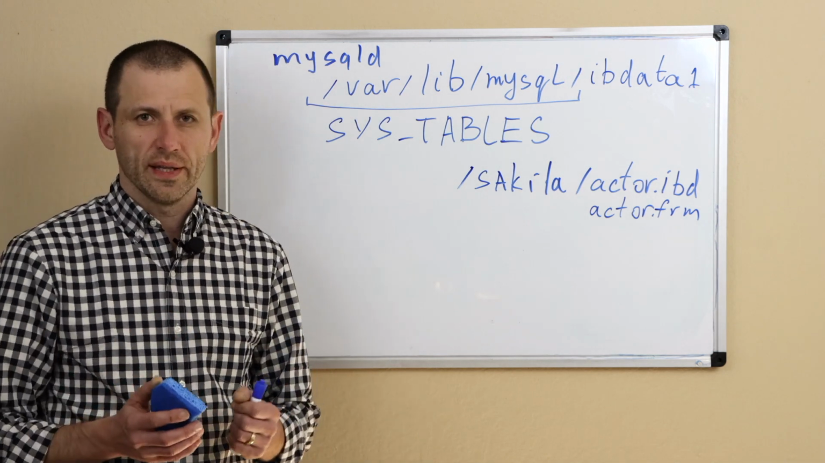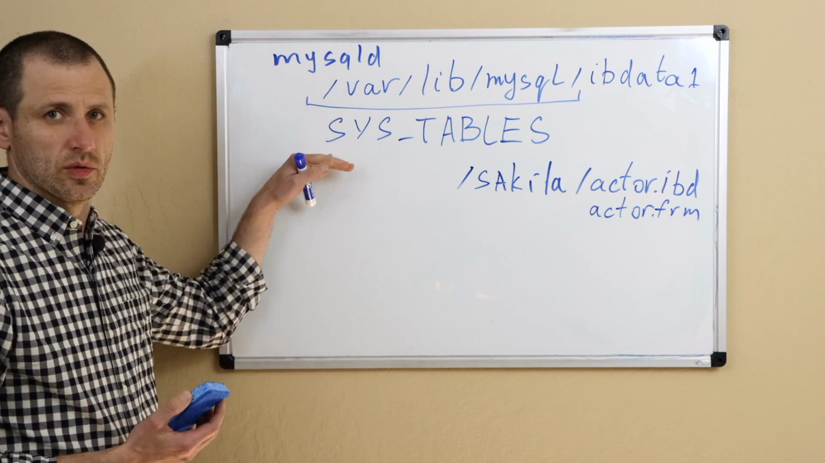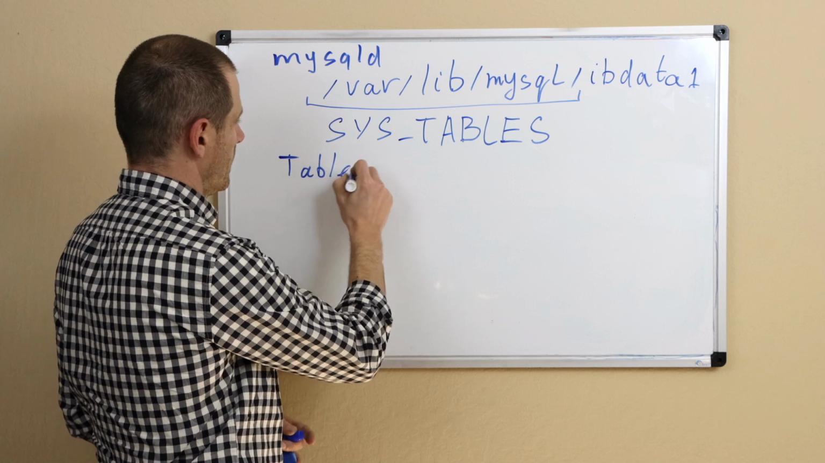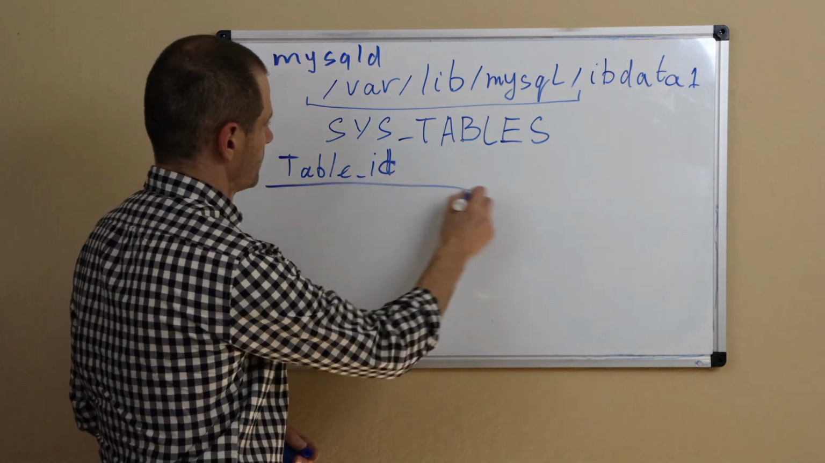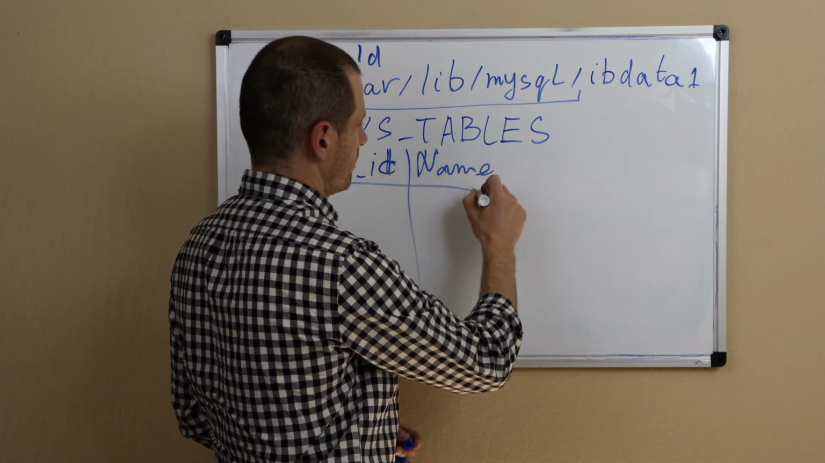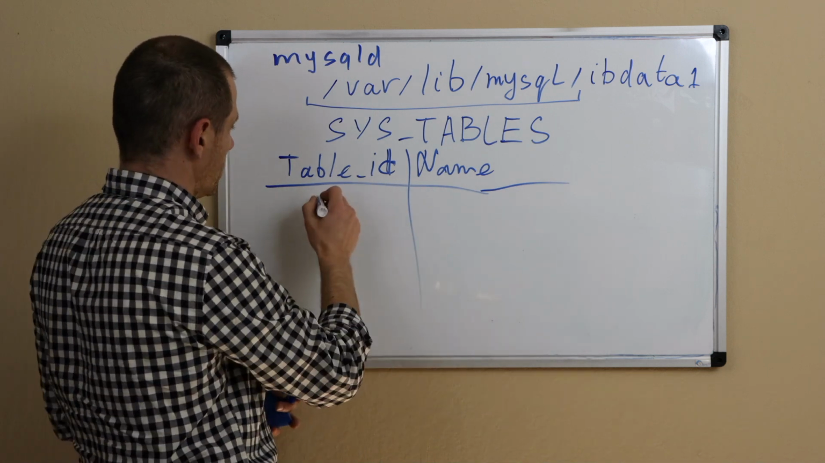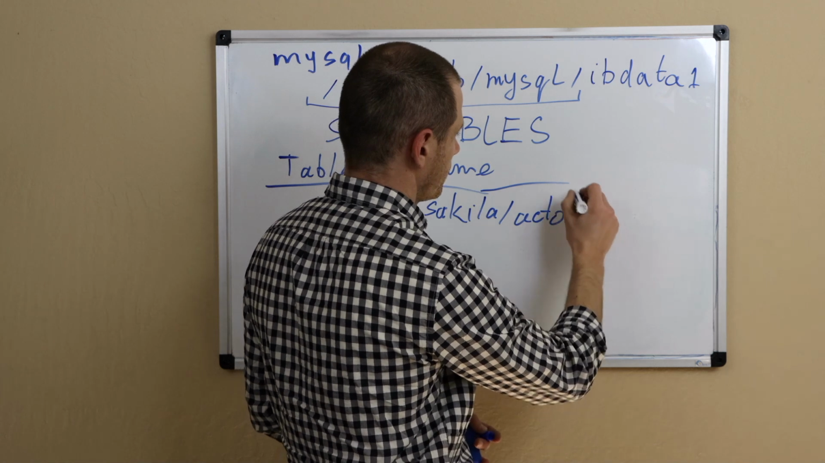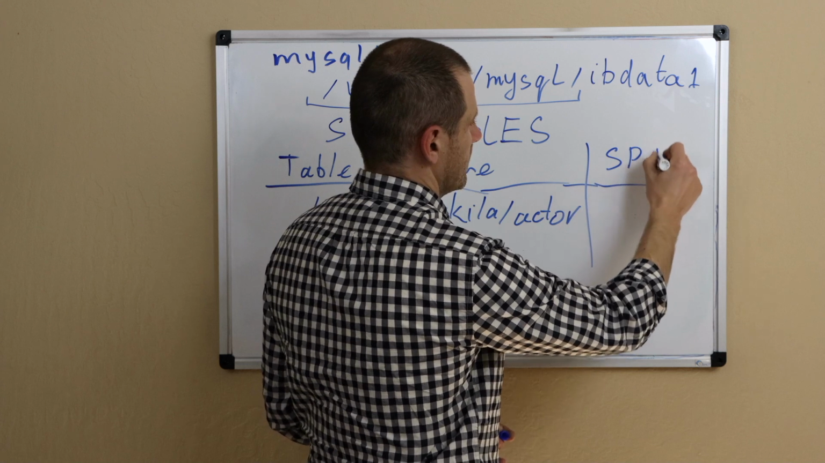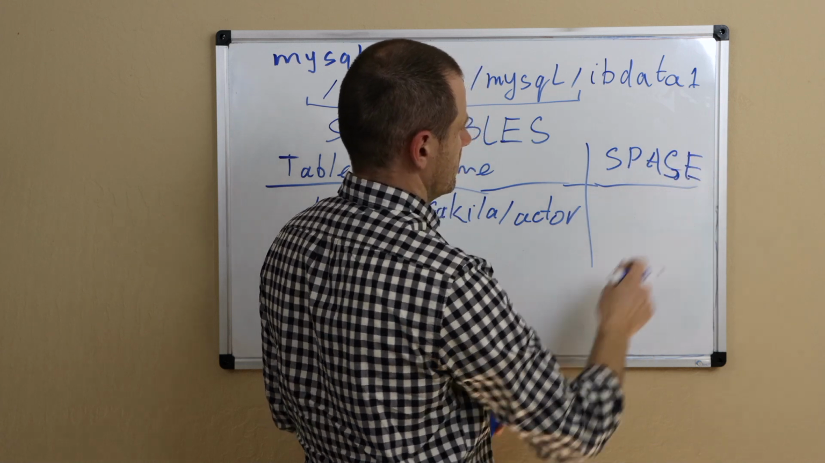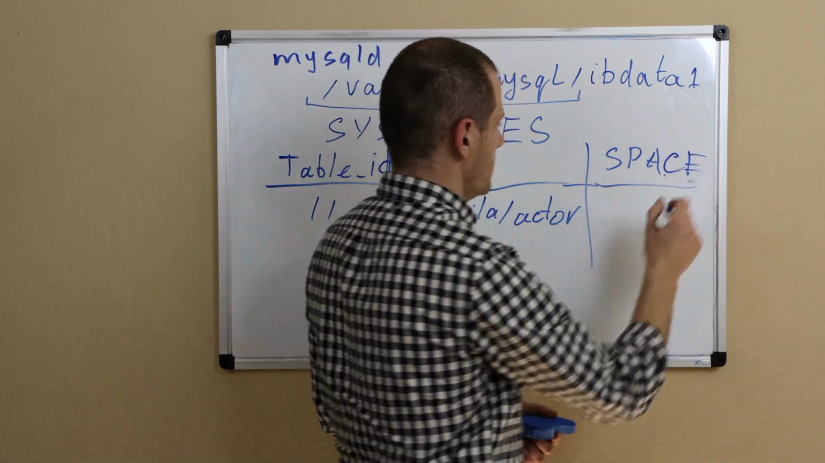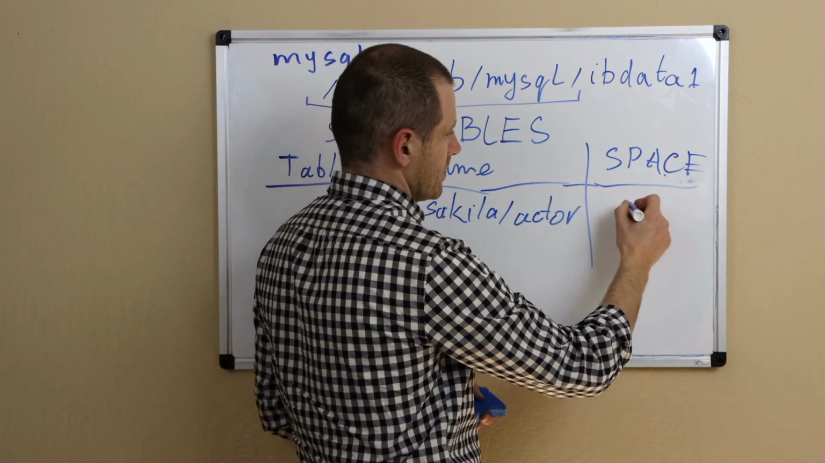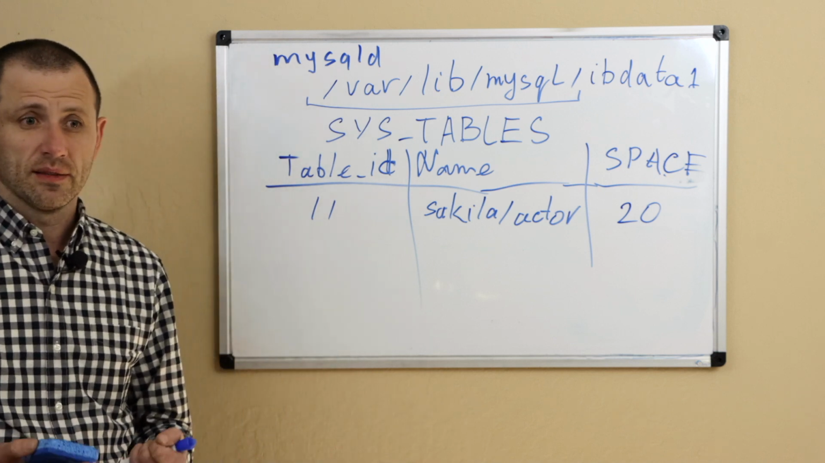Now, when we create a table in InnoDB, InnoDB adds a record to SYS_TABLES. So, table ID, name. Here take some free number, 11 for example. Then again, Sakila / actor, and then space. For the space number, it picks the next available number. For example, 20.